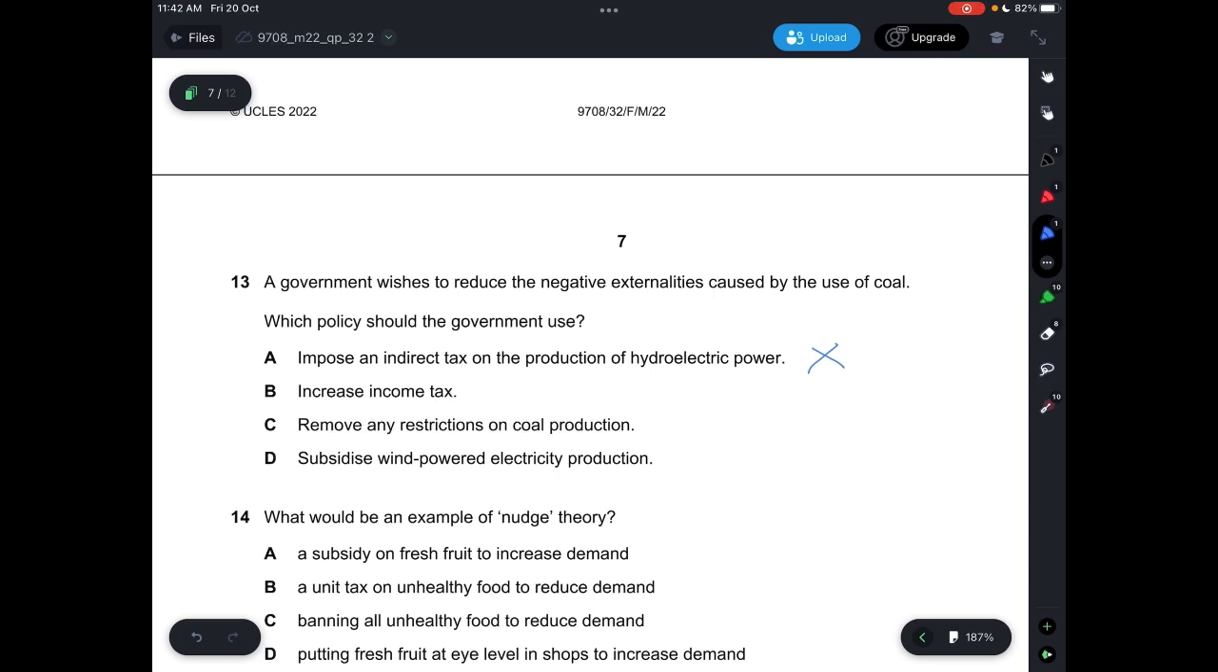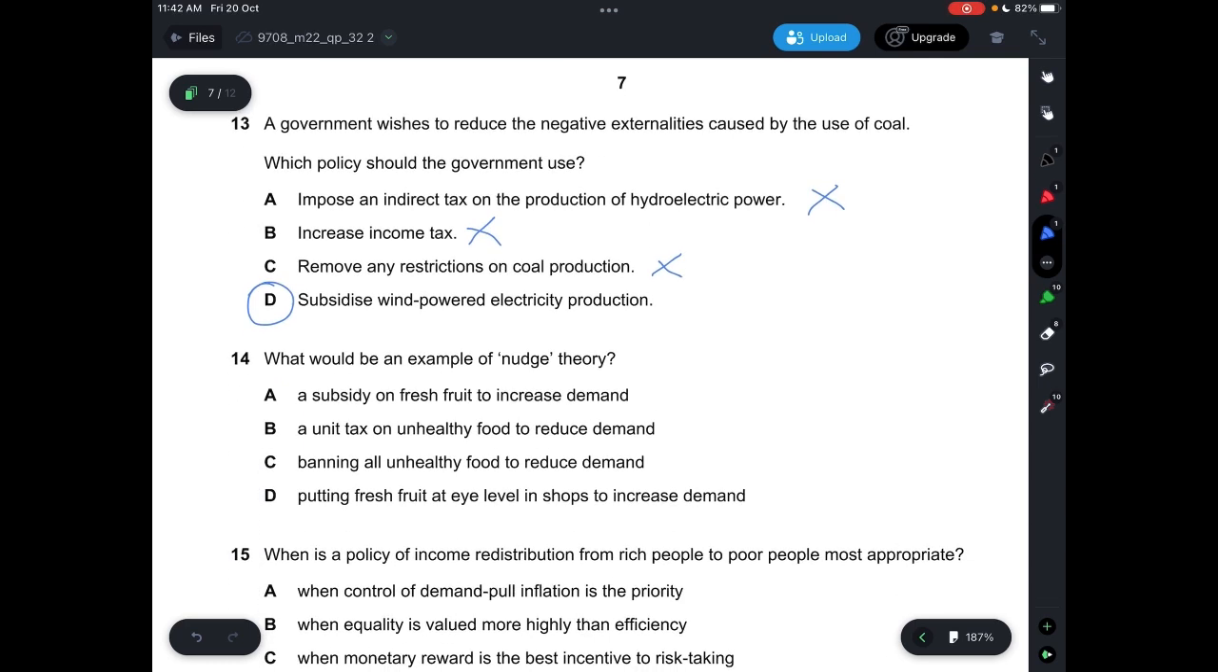B, it says increase income tax, which is incorrect. Okay, because if you increase income tax, then your disposable income will decrease, and when your disposable income decreases, people will switch to a cheaper alternative. C, remove any restrictions on coal production. Incorrect. You need to restrict it to reduce the coal usage. And then D, subsidize wind power electric production, which is correct. Because if you subsidize it, people will use more wind powered electricity.